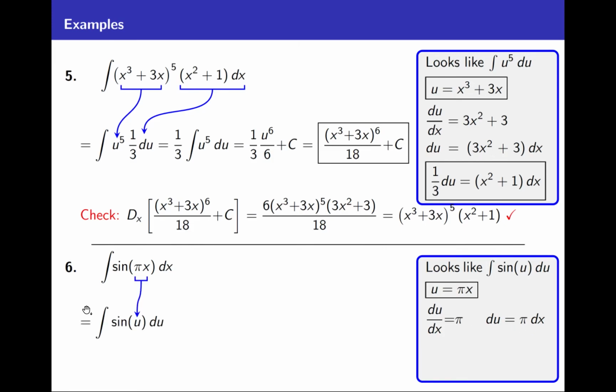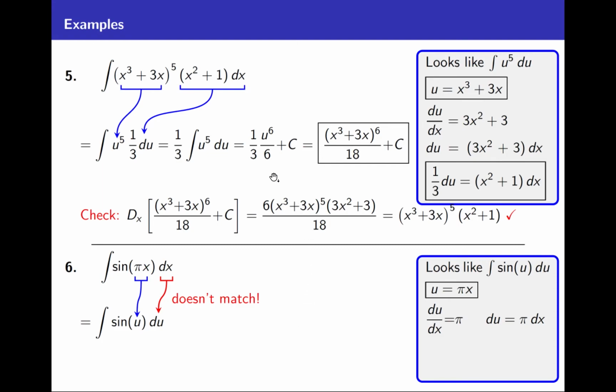So making the substitution here, you get the integral of sine of pi x is sine of u. And we want to replace this dx with the du. But be careful, it doesn't match. du does not equal dx. In fact, du is pi times dx. It's not dx. So we can't replace dx with du. So what will we do?